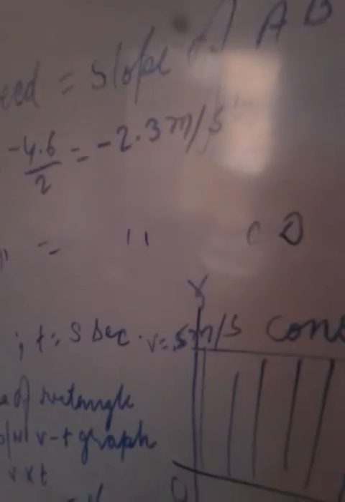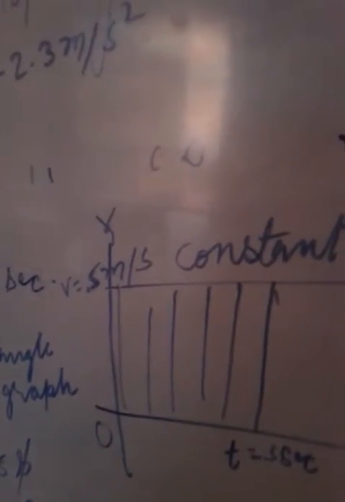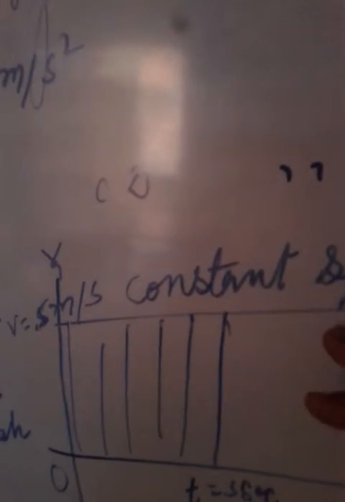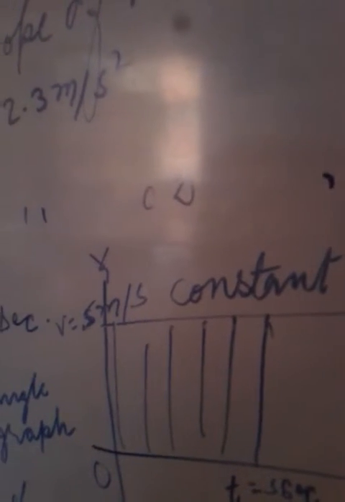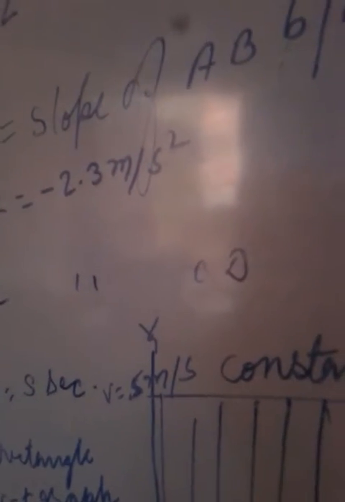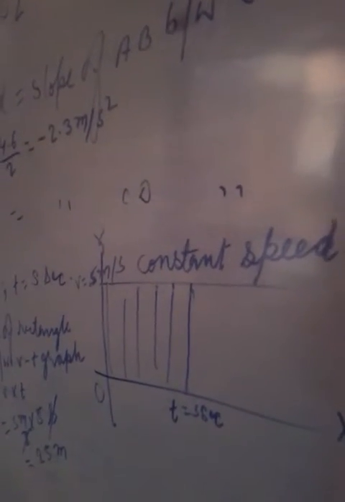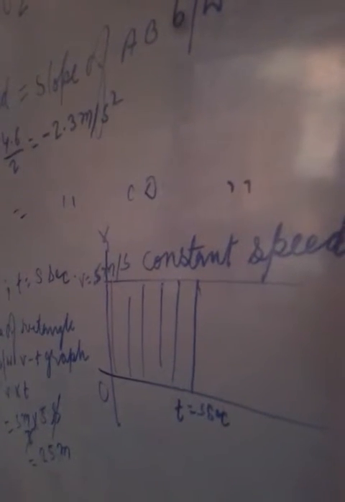Now let us see another example. It is a velocity time graph. You have to find the distance traveled by the object, where the object is moving with a constant speed of 5 meter per second. Using the graph, you have to find the distance traveled by the object in 5 seconds. How do we determine the distance traveled by the object in 5 seconds?